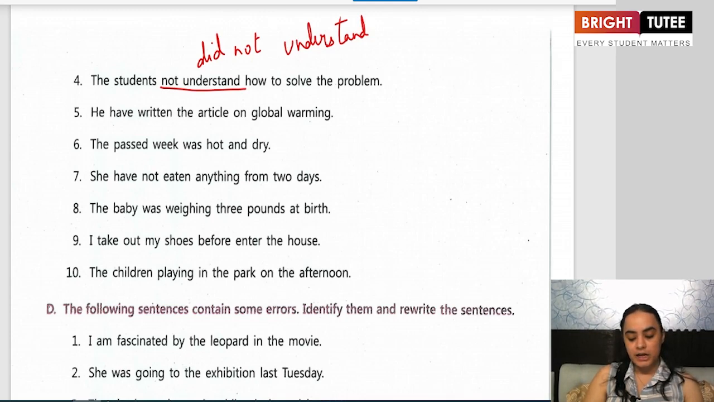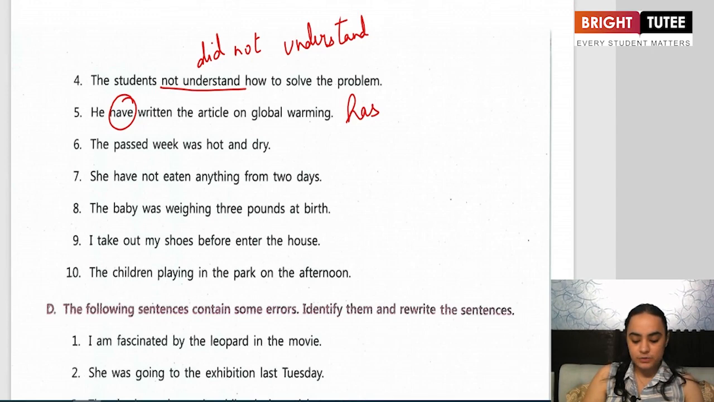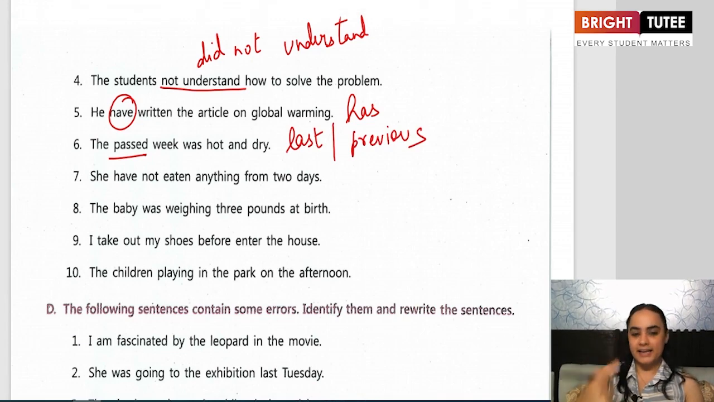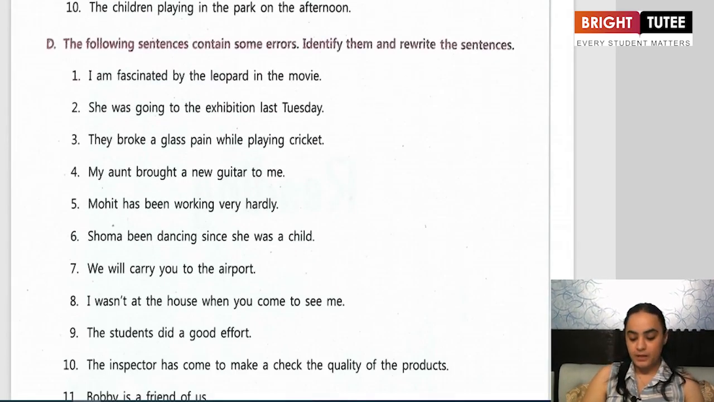He have written the article on global warming. Have written? No. He is singular, so he has written the article on global warming. The past week was hot and dry. Past week? No, the last week or the previous week was hot and dry. And like this, you will complete the rest of the sentences. Now comes the next question. The following sentences contain some errors. Again, you have to correct them.